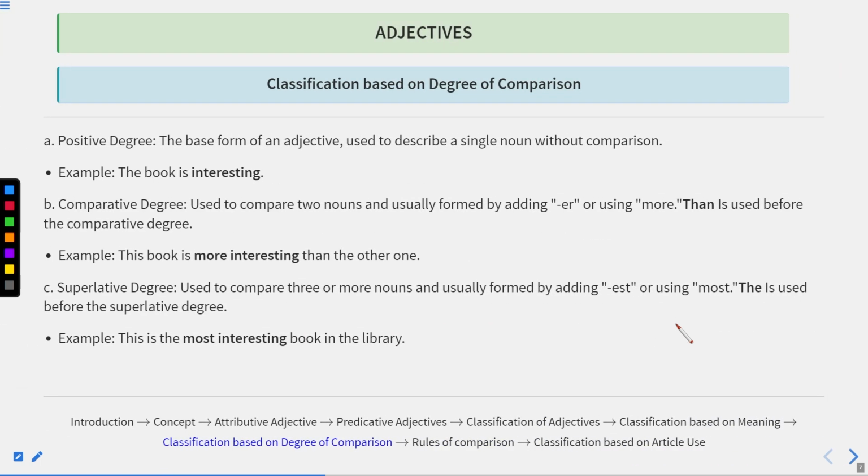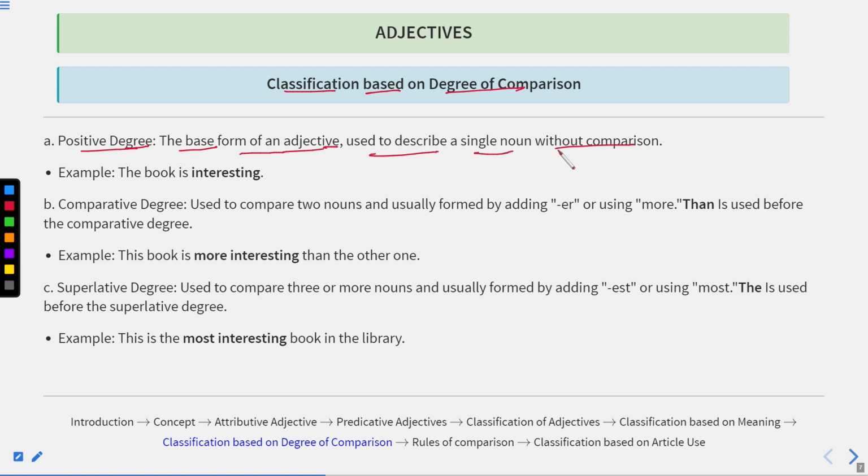Now, we'll discuss another classification of adjective, that is classification based on degree of comparison. First of all, positive degree. These degrees we are going to elaborate in further sessions on degrees of comparison. We'll see these degrees in detail. Now, first of all, we have positive degree, the base form of an adjective used to describe a single noun without comparison.